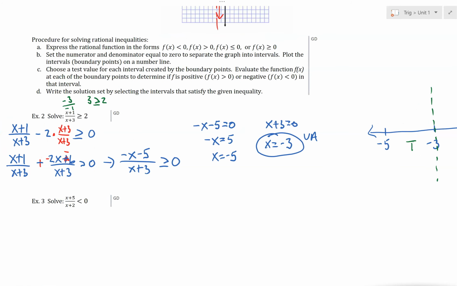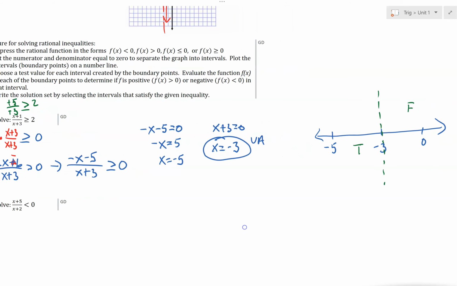And then negative 6. If I take negative 6 and I plug it in, I'm going to get negative 5. Negative 6 here is negative 3, so plus plus, 5/3 is greater than or equal to 2. Is this true? Well, that would be false. It is less than 2. So this part is false over here.